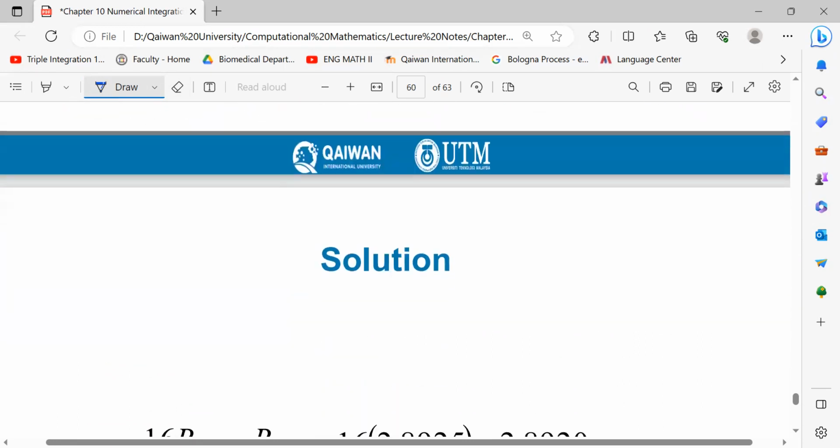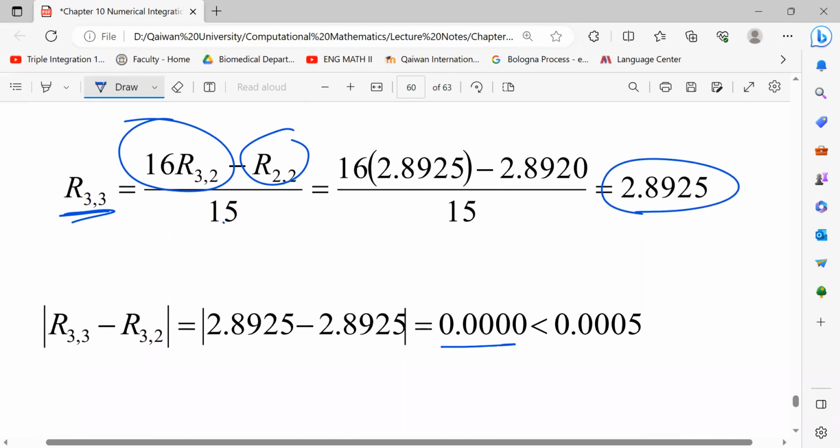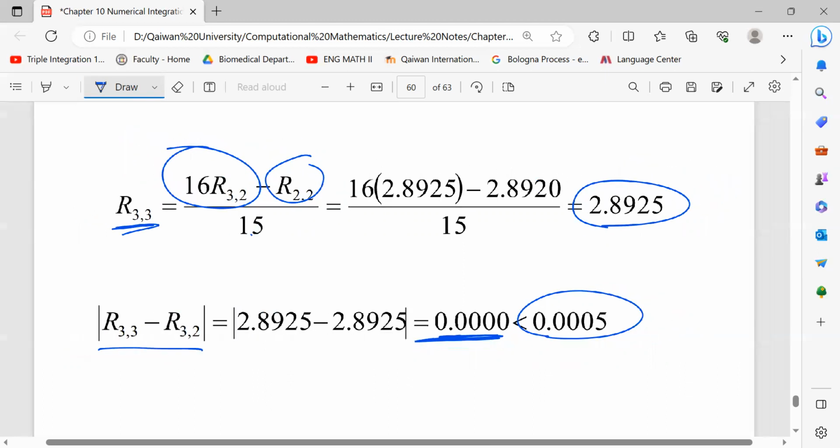It's still greater, so we continue. R33: we find it. It's 16 R32 minus R22 over 15. And as you see, we get 0.4 zeros followed by some numbers, so it's less than 0.0005. The subtraction of these is less than the given value, so we now stop here.